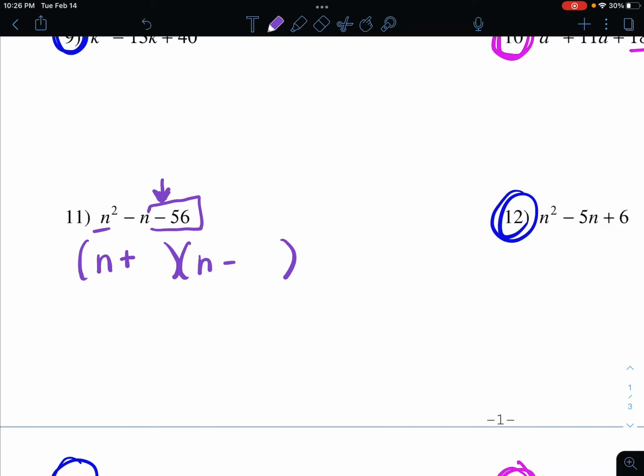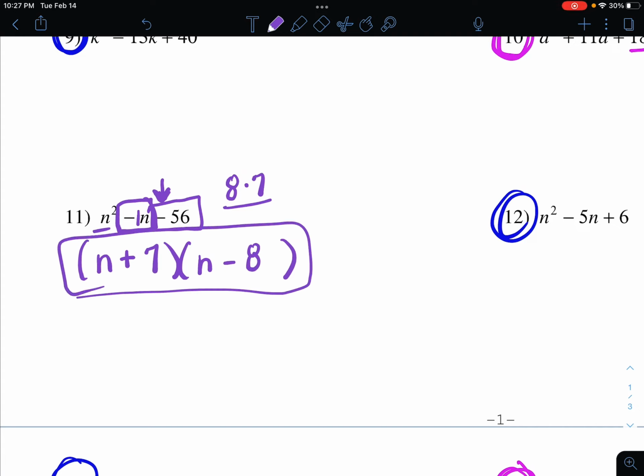And of course, 8 times 7 is 56. With 8 times 7, 8 plus 7, or 8 minus 7, I can get a 1 out of it, but it's a negative 1, right? So, kind of like a minute ago, I just need to be careful with my placement. A positive 7 and a negative 8.